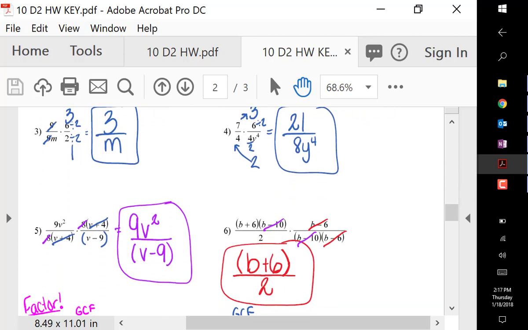Okay, 3 through 6. 5 and 6 were really easy to me because I factored them all for you. Start crossing them all out. 5 and 6 were easy because I'm like, oh, that's the same as this. Crossing it out. Oh, that's the same. Divide. That's the same. Divide. I did all the factoring for you for those problems.